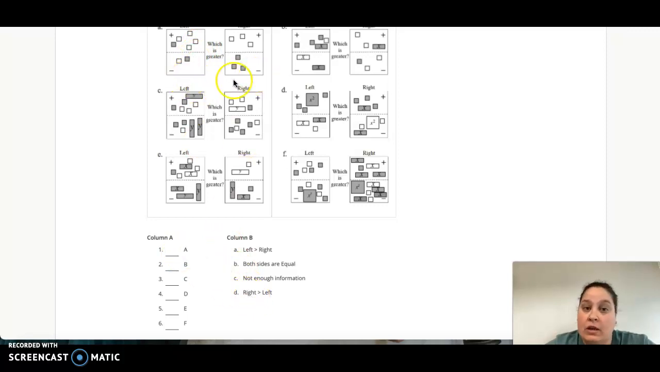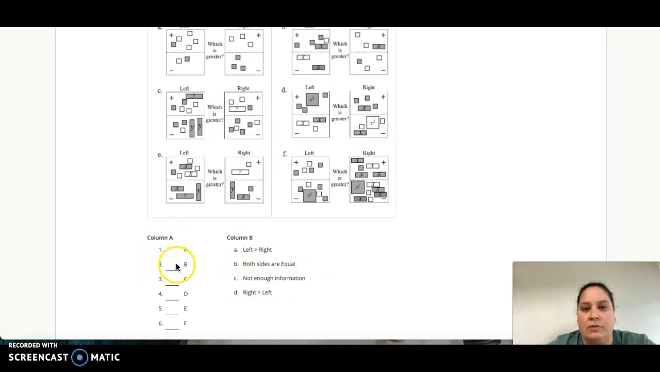If they're both equal, so if you get them down and there's one left over here and one left over here and they're both equal to each other, then you'll pick B. And then if they don't give you enough information, so like if you have an X left on this side and a Y left on this side, you don't know if X and Y are equal or if one's bigger than the other, then that would be not enough information. So that's when you would put C here.